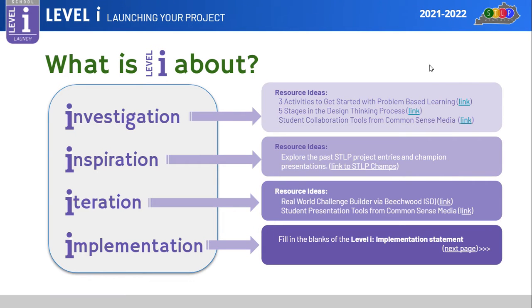So, level I, this is new. They haven't had level I before, but level I could also be level P. It's the preparation level. So I like level I better. I guess that's kind of cool that it's investigation, inspiration, iteration, and implementation.